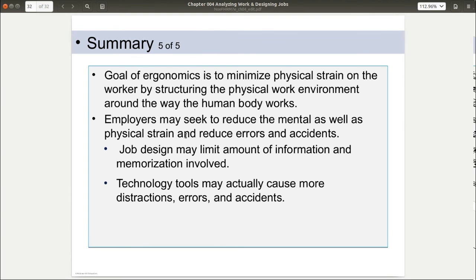We also want to be thinking about ergonomics. What are we doing to reduce the physical aspects and the probabilities and possibilities of joint problems and things like that because of the job that people are doing?